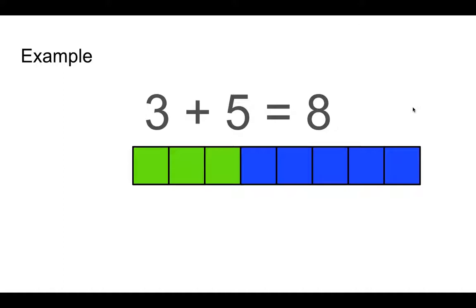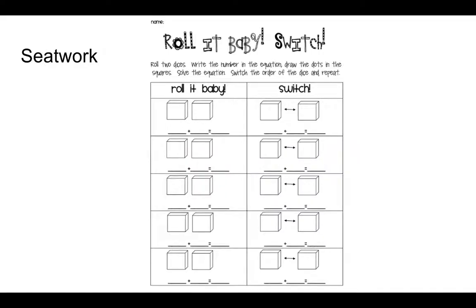Today you're going to show your understanding of the commutative property by playing a game. The game for your seat work today is called Roll It Baby Switch. You're going to take this recording sheet and roll 2 dice. You're going to write the number that you rolled or represent it with dots on your dice here. Then you'll write the equation to match. Then you will flop or switch the dice to different spots and show me the turnaround fact. So let's do an example.